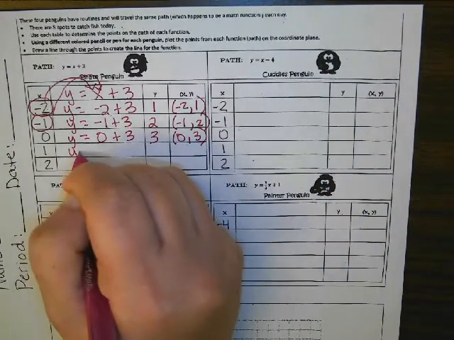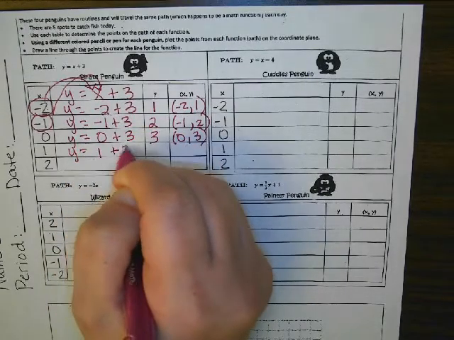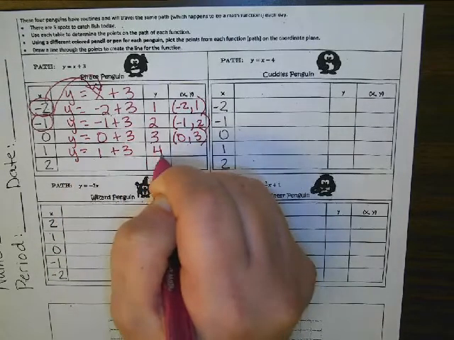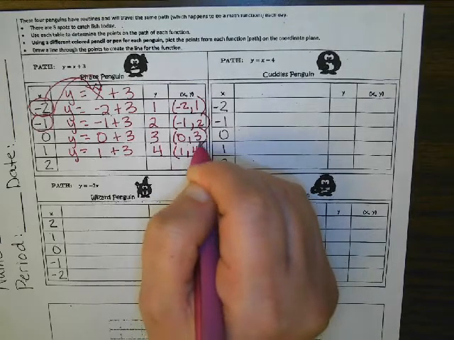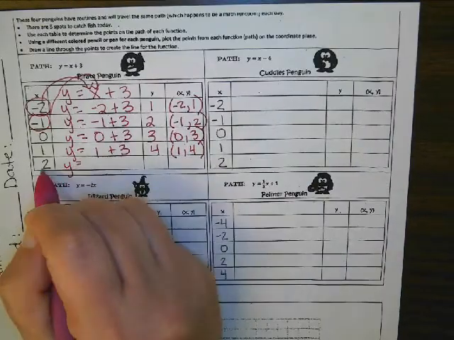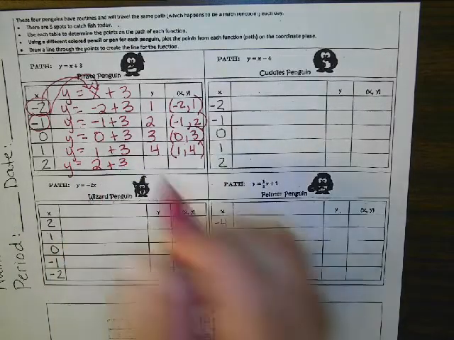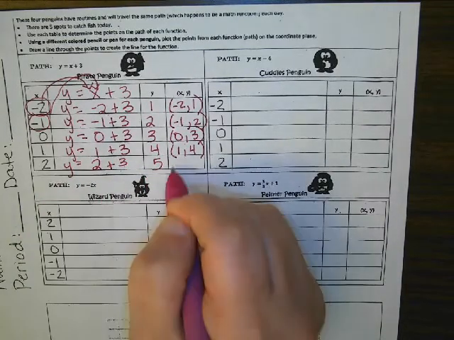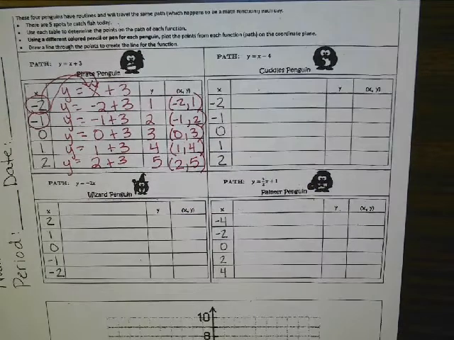Now I'm going to plug in my next x value. What if x was 1? 1 plus 3 is 4. So if x is 1, y is 4. And for our last one, what if x was 2? If x is 2, we plug it in. 2 plus 3 is 5. If x was 2, then y would be 5. Now we have the coordinates of pirate's path.